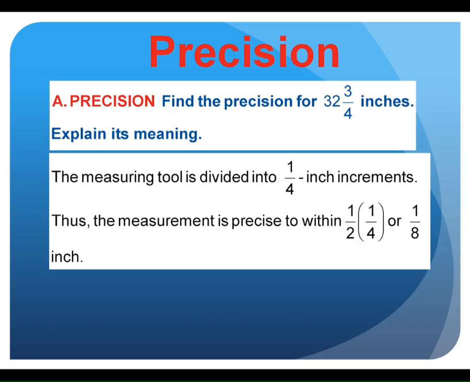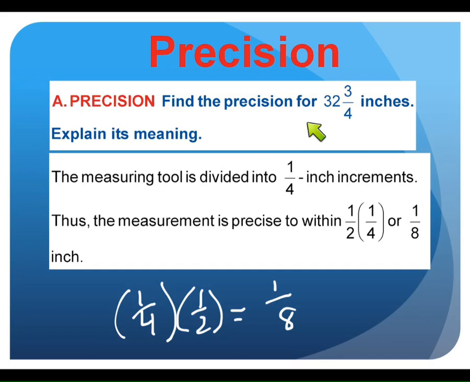So you're going to take that 1/4, whatever the smallest unit is, and you always multiply by 1/2. They took 1/4, because that's how small this ruler was, and they multiplied by 1/2. And we know when you multiply fractions, you just multiply the numerators, you multiply the denominators, and get 1/8. So this measurement is precise to within 1/8 of an inch. That's what we determine precision by.